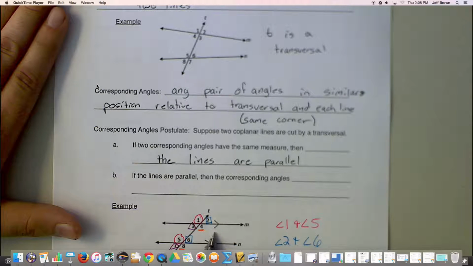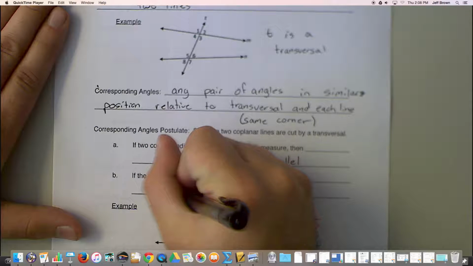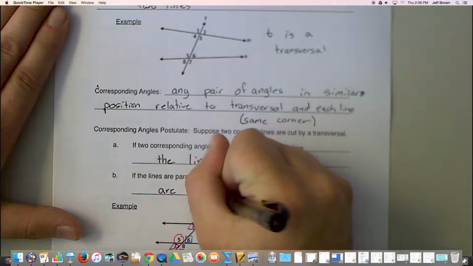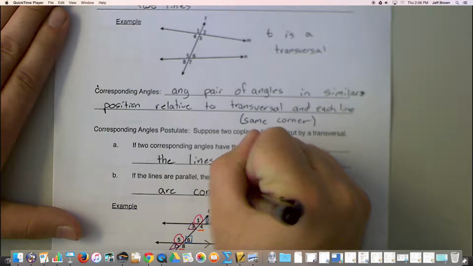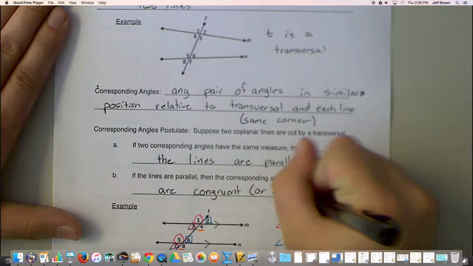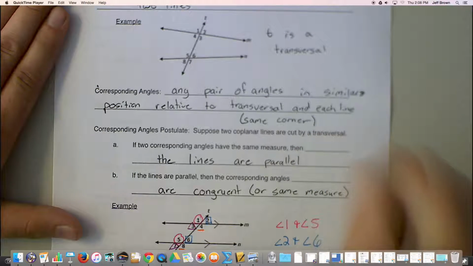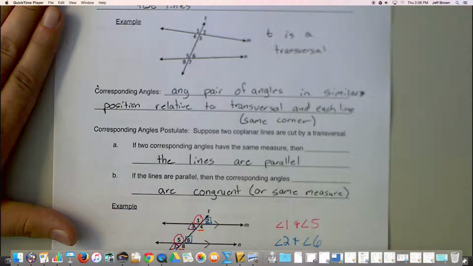I can also go the other direction. If I know line M is parallel to line N, then my two corresponding angles, or that pair of angles, are congruent, or they have the same measure. Those mean the same thing. So they're either congruent or they have the same measure. That's really just what congruent is.